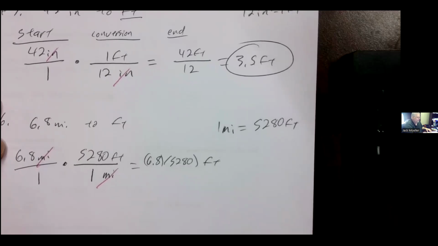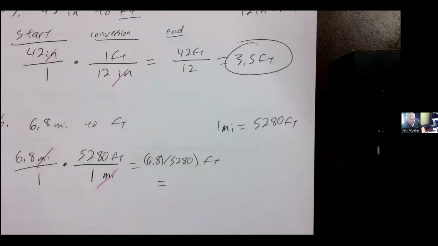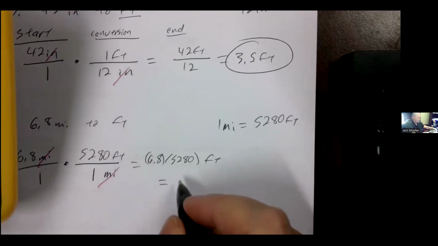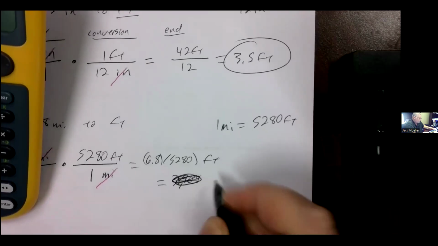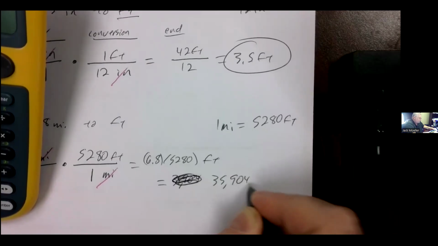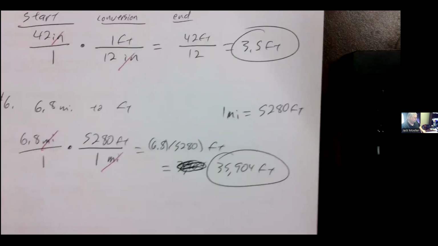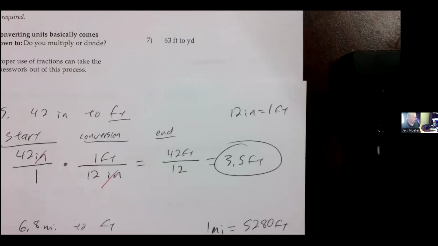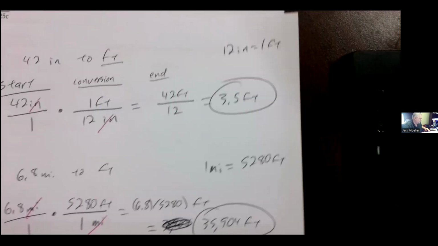Now you don't have to write this step in your notes on your own, but I'm just doing that for the notes. So 6.8 times 5,280 is 35,904 feet. So 6.8 miles is almost 36,000. Now these are all what I call one-step conversions. Let's do one that may not be one step.